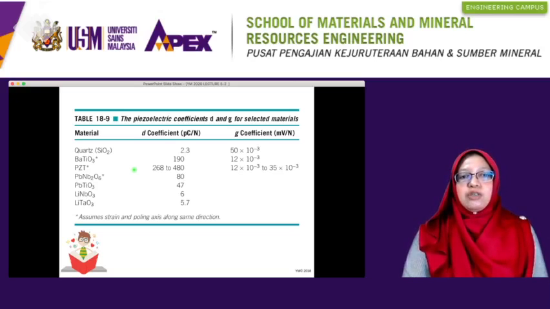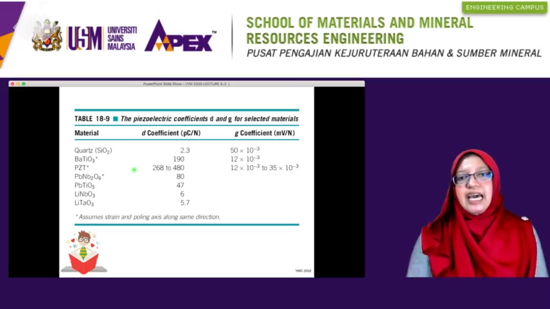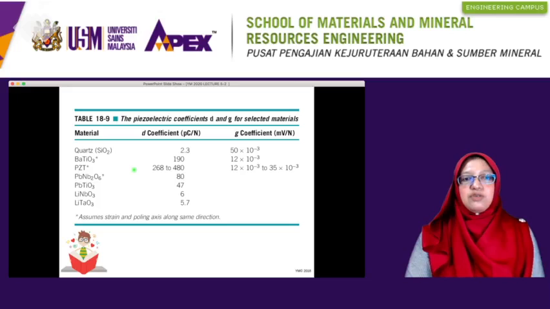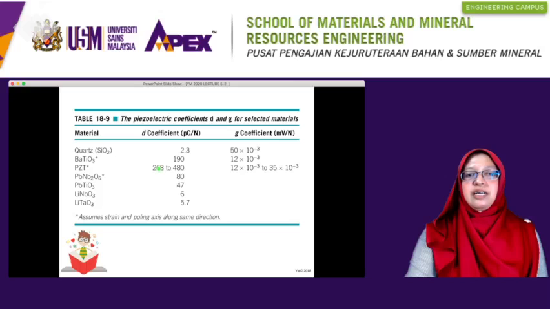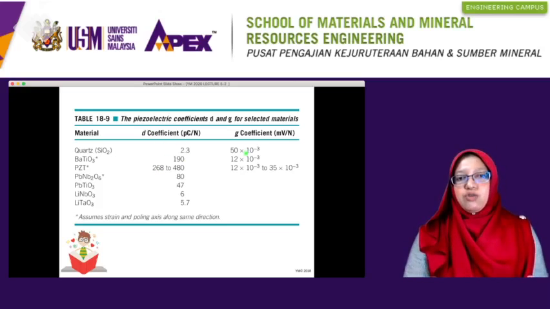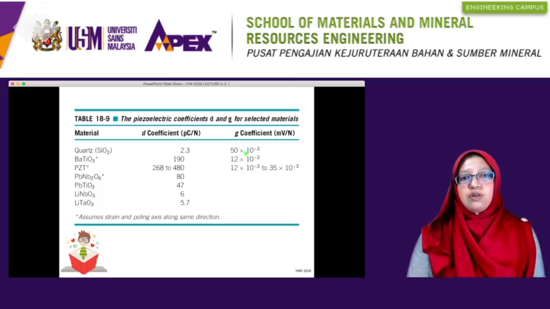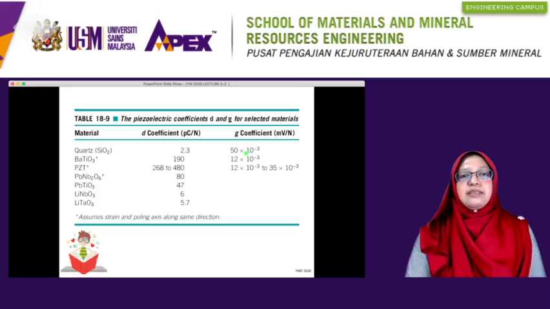This table shows the piezoelectric coefficients D and G for selected materials. So we have quartz, barium titanate, PZT, and so on. Each of these materials has its own D and G coefficient. You don't need to know the values for them, but what you need to know is that each material has its own piezoelectric coefficients, and therefore they have different applications.